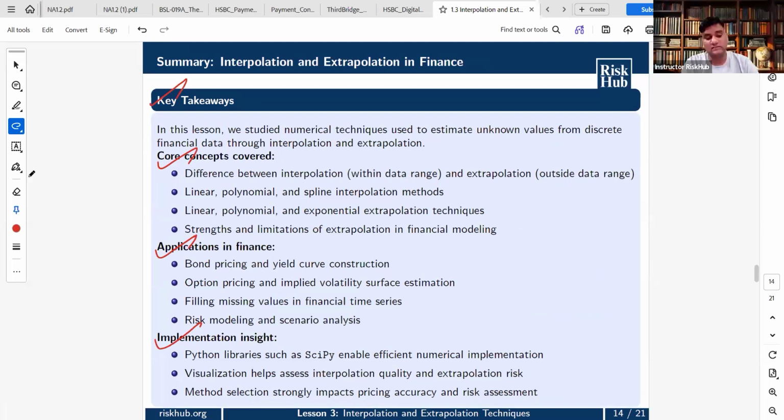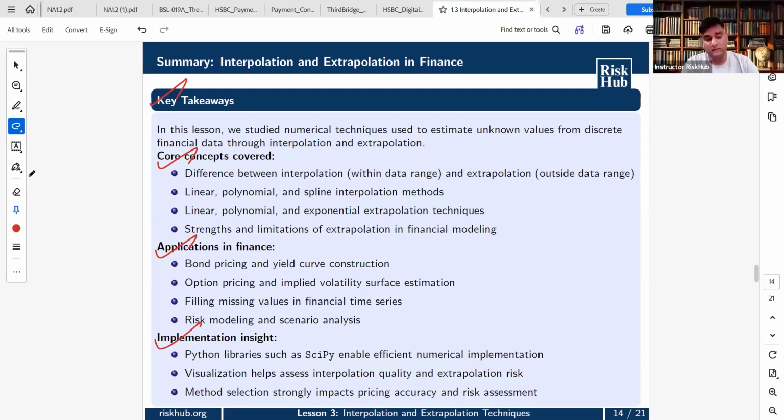Basically, the slide summarizes the lecture. The concept is interpolation, meaning estimate inside the known data range. Extrapolation: estimate outside the known data range. Linear interpolation: straight line estimate. Polynomial interpolation: one curve through all points. Spline interpolation: smooth piecewise curve. Linear extrapolation: extend the straight trend. Polynomial extrapolation: extend the polynomial fit. Exponential extrapolation: use a compound growth or decay model.